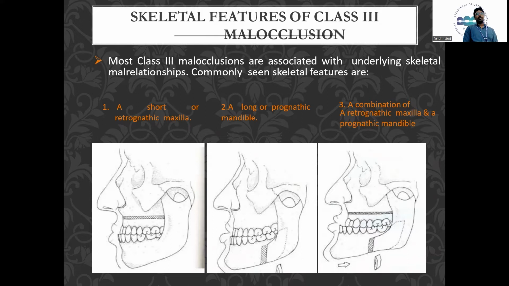So let us talk about some of the skeletal features of class 3 malocclusion. Most class 3 malocclusions are usually associated with an underlying skeletal malrelationship. Some of the commonly seen skeletal features of class 3 malocclusion are a short or retrognathic maxilla, or a long or prognathic mandible, or a combination of both a retrognathic maxilla and a prognathic mandible, as seen in the pictures below.